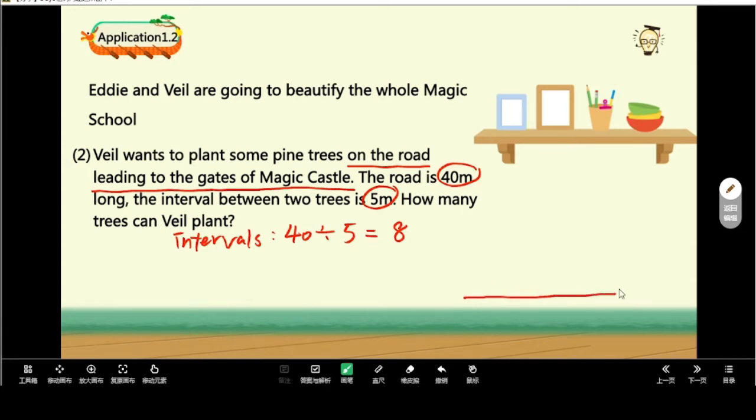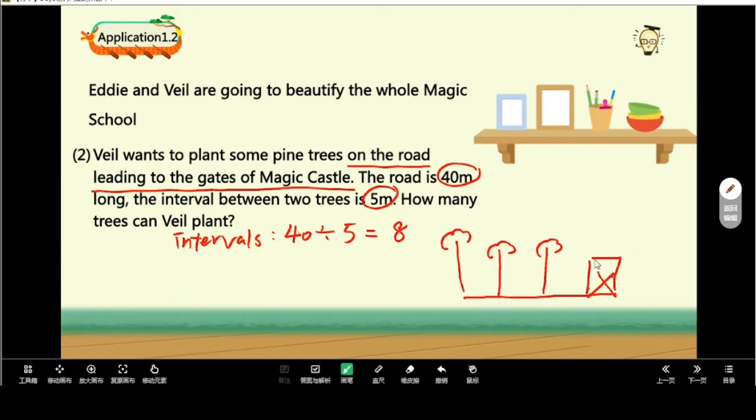Here is a road and here is a Magic Castle. So maybe some trees are planted here, some trees are planted here, some trees are planted here, right? And can I plant a tree here in front of the gate? No, because if I plant a tree here, the road is blocked. No one can pass through the road, okay? So no trees can be planted here.